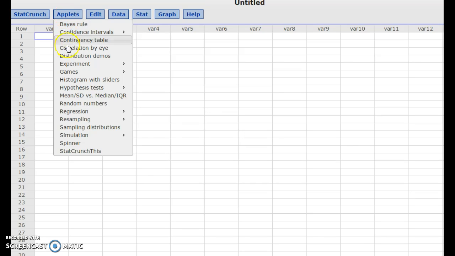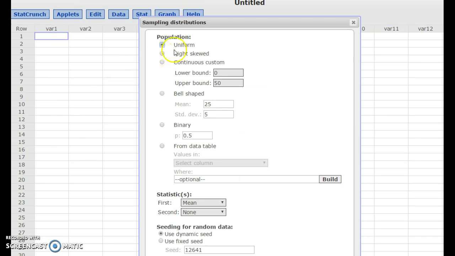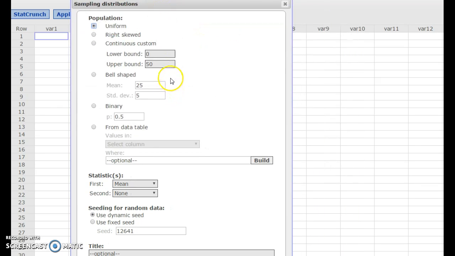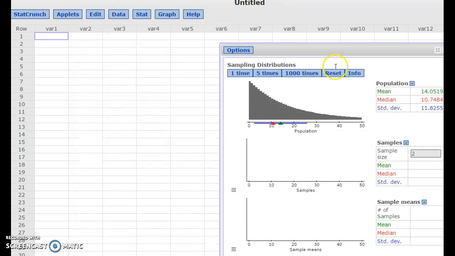So when we did our example in class, when we were simulating, we used a uniform distribution, right? Everything was equally likely in the dice rolling example. But you see, one of the options here is I can sample from a right-skewed distribution. So let's see what this looks like.